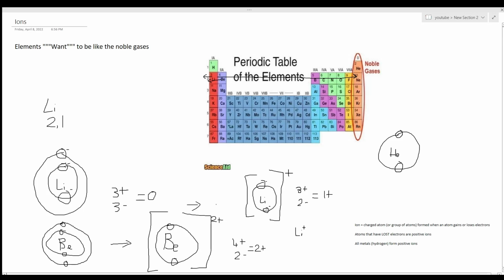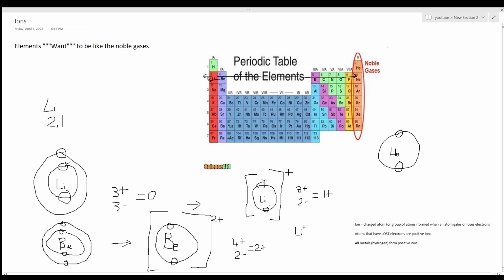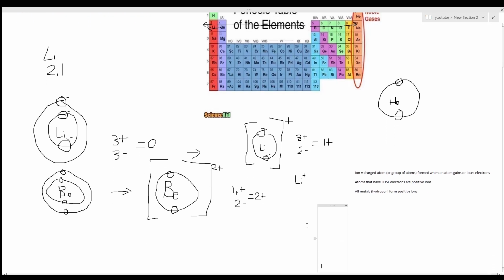Okay? Let's just take a look at one more. Let's have a look at magnesium. So magnesium is, I'm not going to write it all out, I'm not going to draw it all out, let's just have a look. So magnesium is in group 2, period 3, so following the rules from the last video, we know that it's 2, 8, 2.